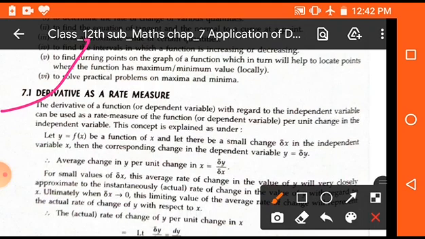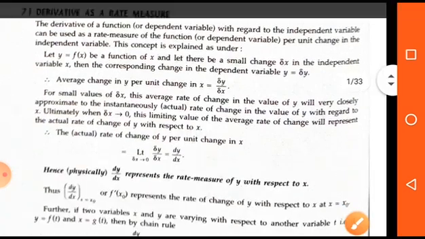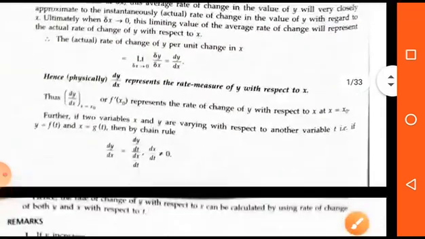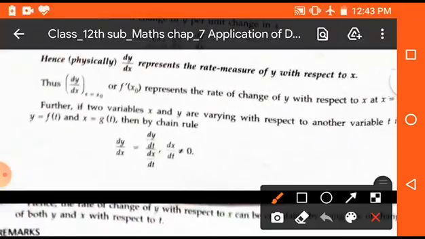For example, the rate of change of momentum is said to be force. The rate of change of velocity is known as acceleration. That means if we define a rate, it will indirectly be defined by another quantity. Clear? Okay, students. So hence, physically dy over dx represents the rate measure of y with respect to x.